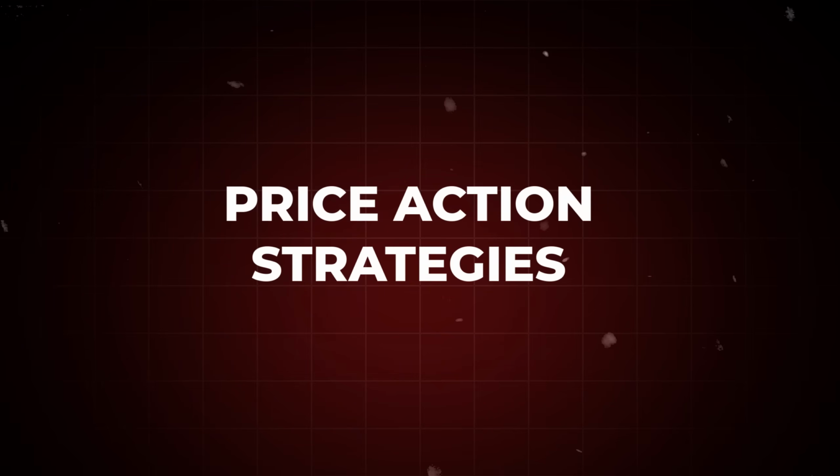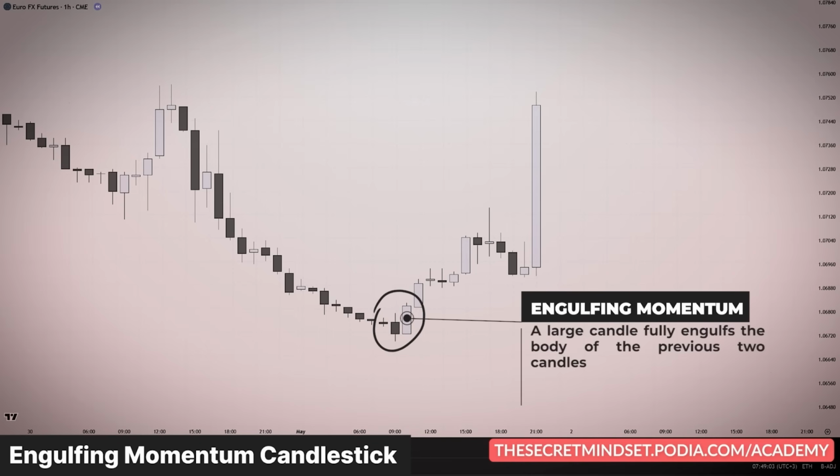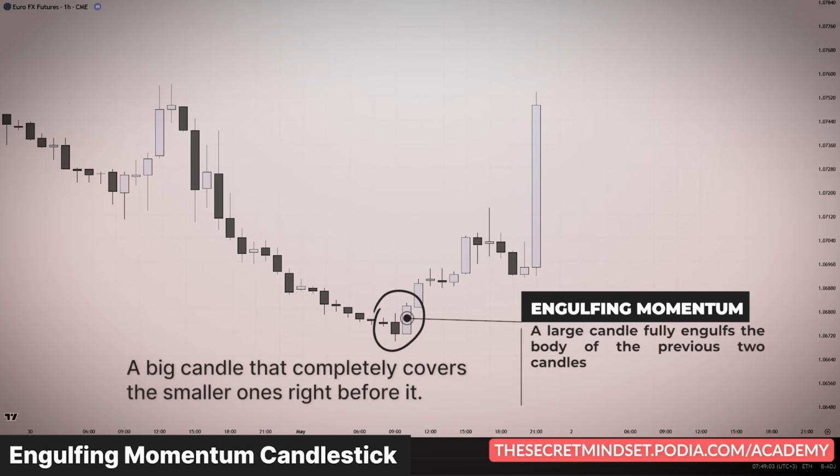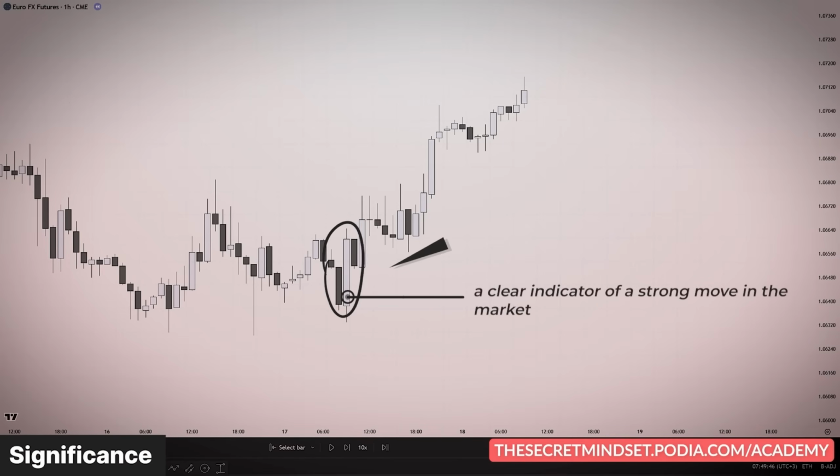We'll start with the engulfing momentum candlestick. This signal occurs when a large candle fully engulfs the body of the previous two candles. Basically, a big candle that completely covers the smaller ones right before it. This isn't just a regular occurrence. It's a sign, a clear indicator of a strong move in the market. This is what we call an engulfing pattern.